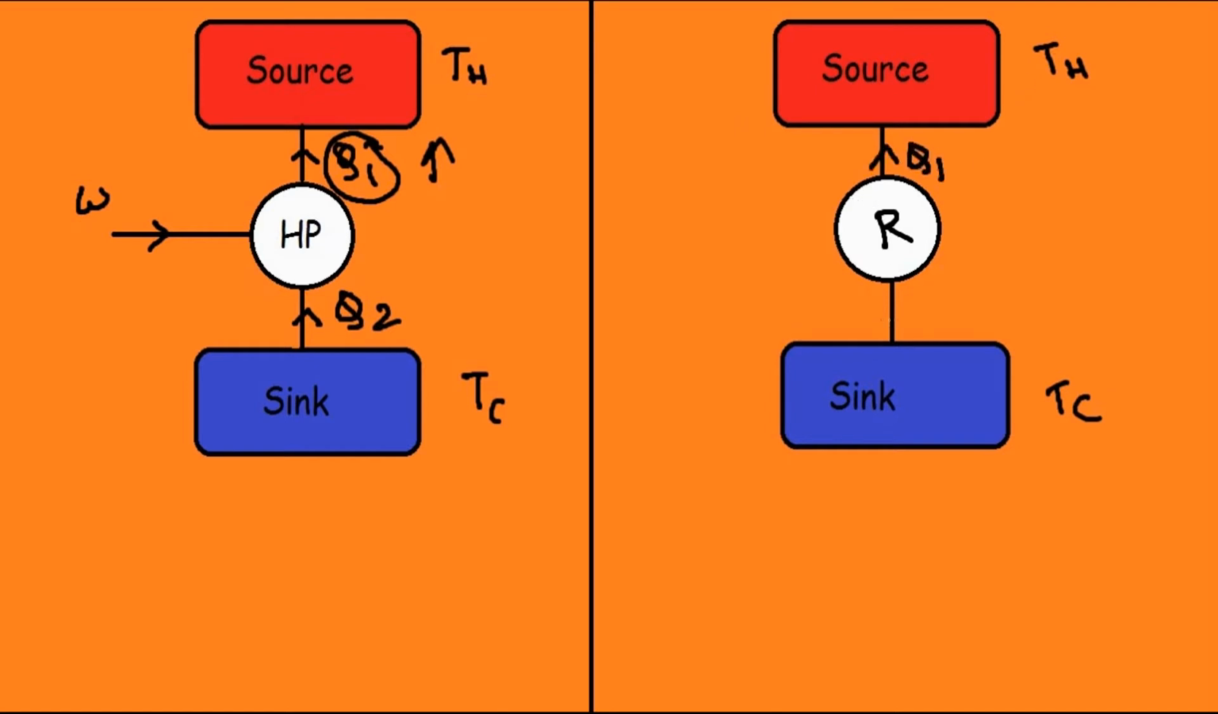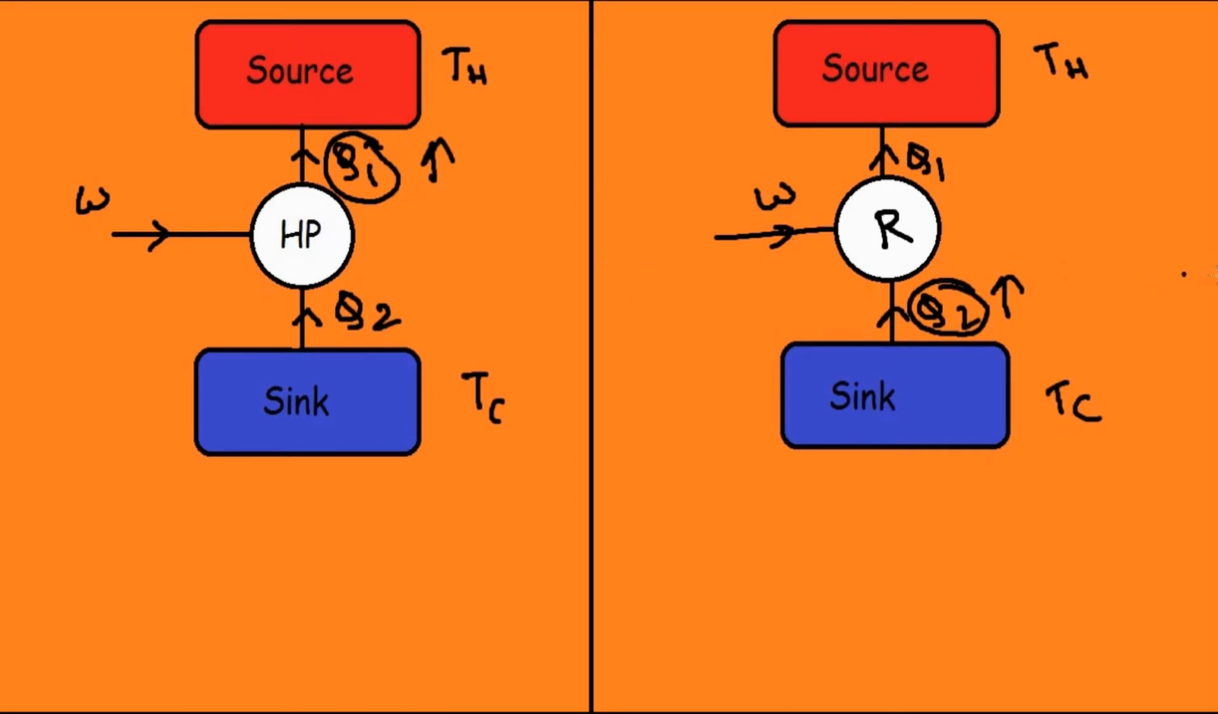Here Q2 is the heat taken from the sink, Q1 is the amount of heat deposited to the source, and the work done on the refrigerator is W. The main difference between the heat pump and the refrigerator is that for the refrigerator the desired effect is increasing this Q2, while for the heat pump the desired effect is increasing this Q1.